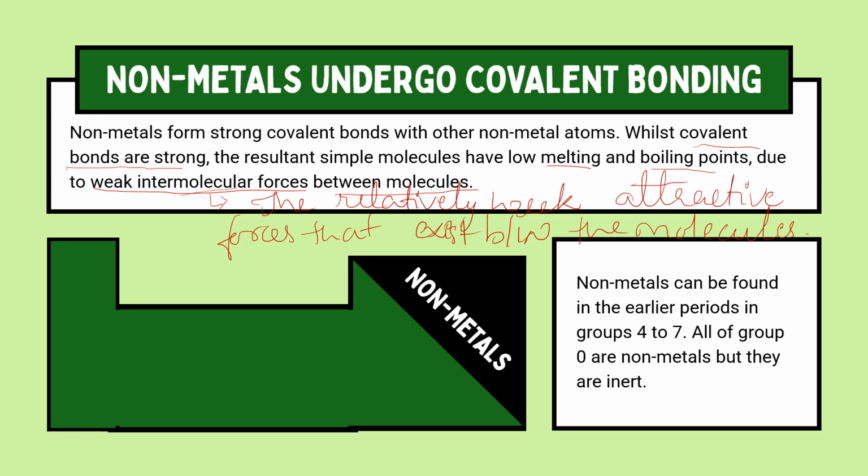So, once again, non-metals form strong covalent bonds with other non-metal atoms. While covalent bonds are strong, the resultant simple molecules have low melting point and low boiling point. Why do they have low MP and BP? Due to weak intermolecular forces, that is weak attractive forces that exist between the molecules. So metals undergo metallic bonding, whereas non-metals undergo covalent bonding, and these non-metals are basically found in the periodic table in groups 4 to 7. All of group 0 are non-metals, but they are inert gases.